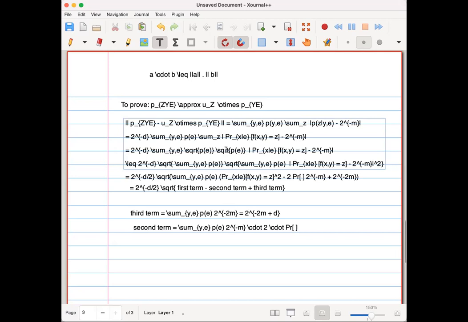And then there's a sum over Z. And then when you square it, this is E, and then it is sum over Z here, and the square will involve that also.